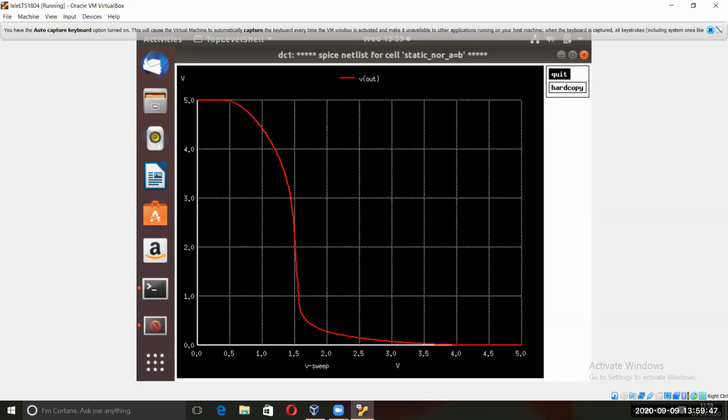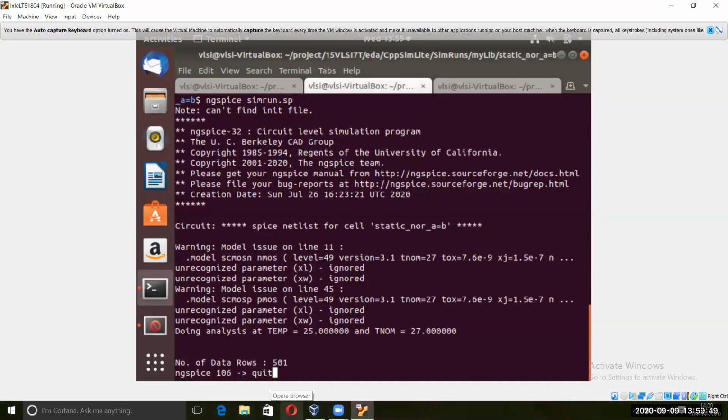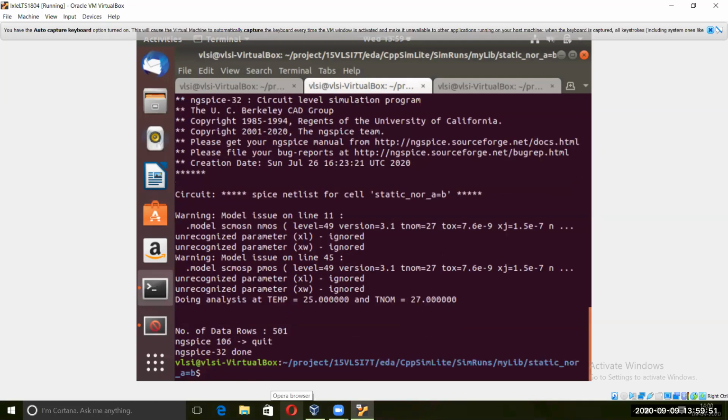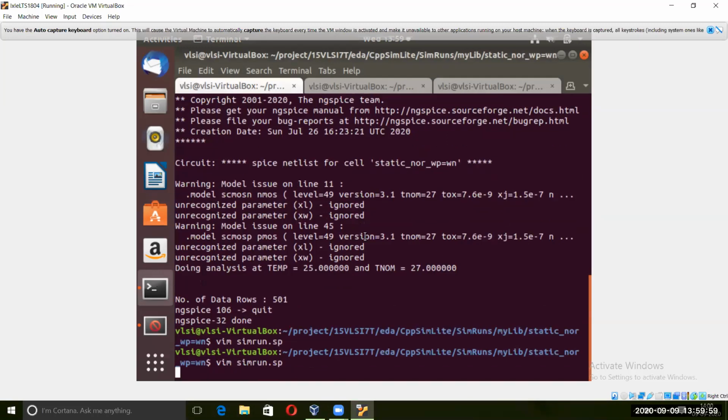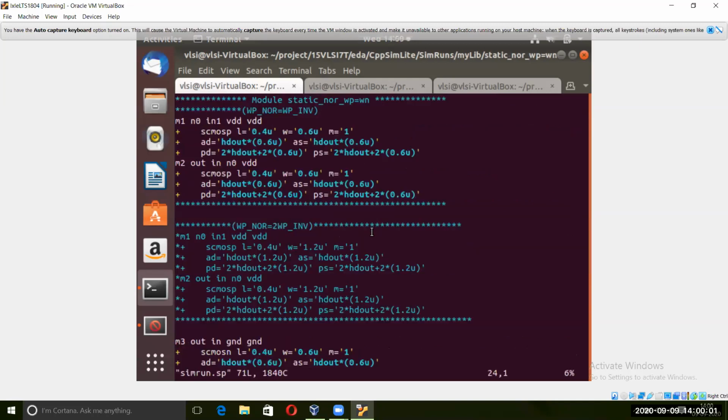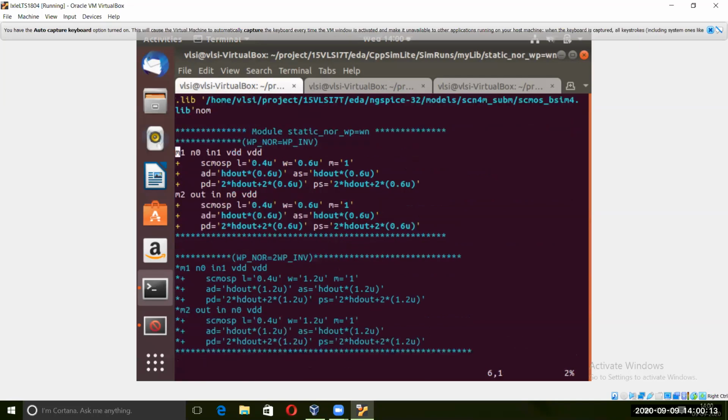Okay. Then you can do the sweeping. I have now shown you A equals B, with WP of NOR equal to WP of inverter, as well as WP of NOR equal to 2 times WP of inverter. So I have shown you the two cases.